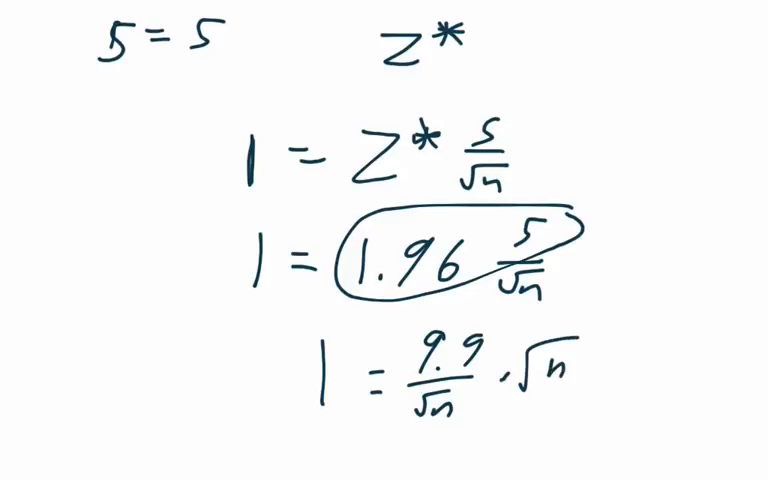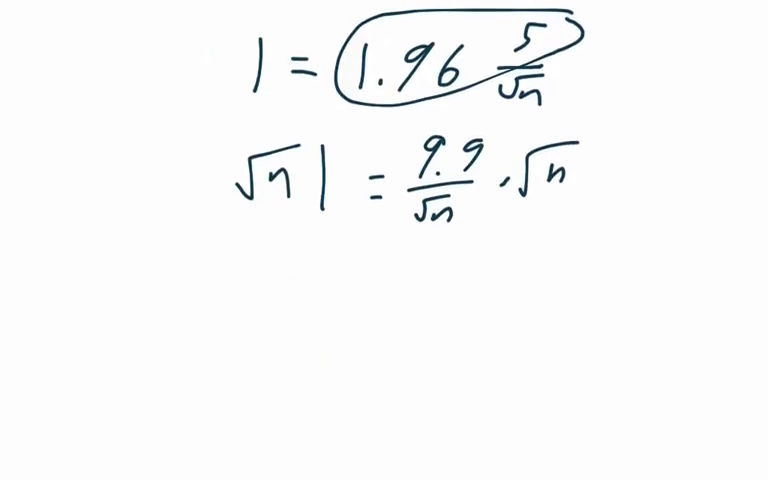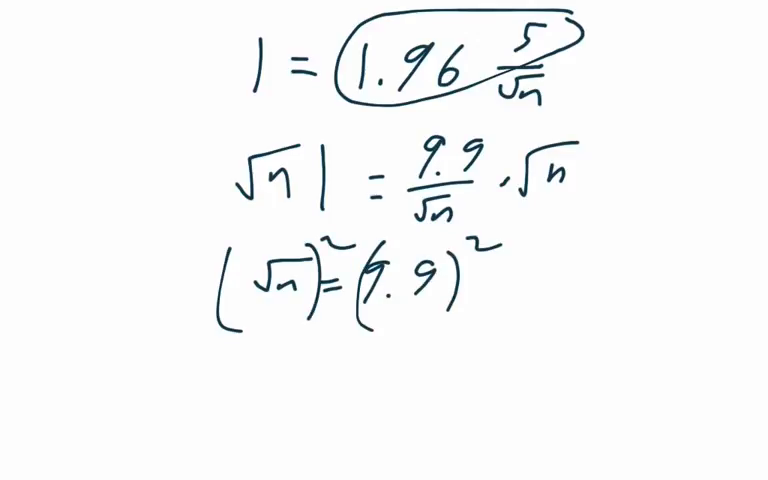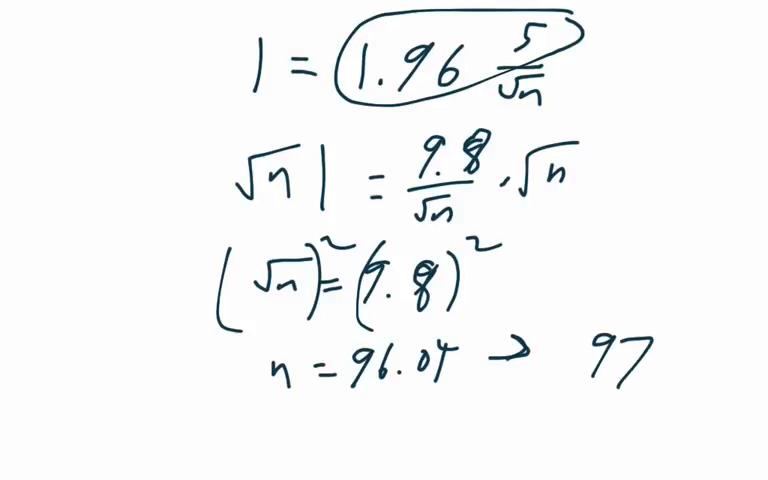Multiply both sides by the square root of n. Square root of n equals 9.9. So I'm going to square both sides. And so when I square, I'm sorry, that's not 9.9, that's 9.8. So when I square 9.8, we get the answer of 96.04, which I'm going to round up to be 97, because we always round up in these problems, and I can't have 0.04 of a rat.